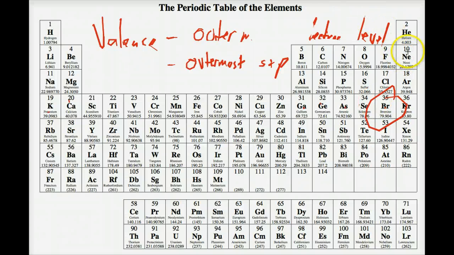All the noble gases would have 8. A little apologetic for the sloppiness, all the noble gases would have 8 valence electrons, and then helium would have 2. Helium has 2 VEs as a full valence, and the rest have 8 valence electrons, full valence. That's our valence electrons.